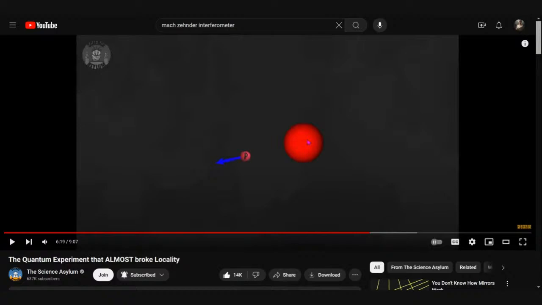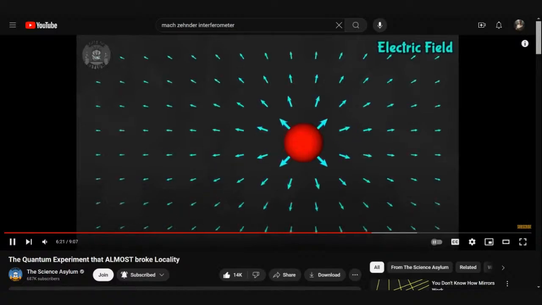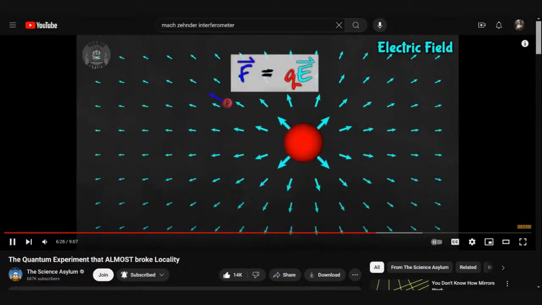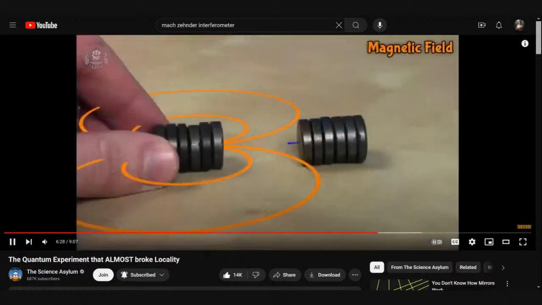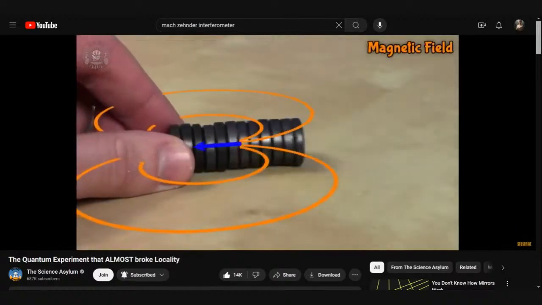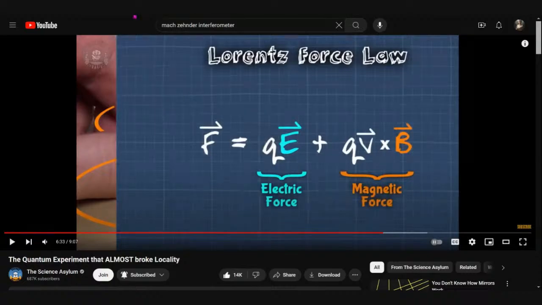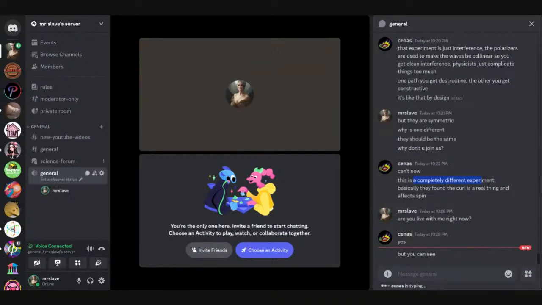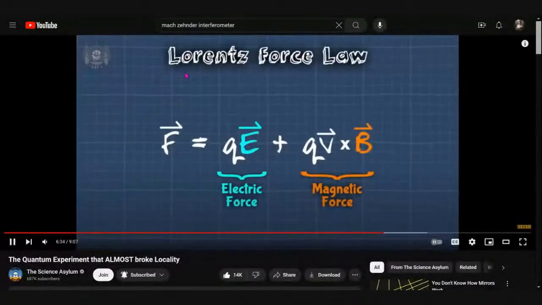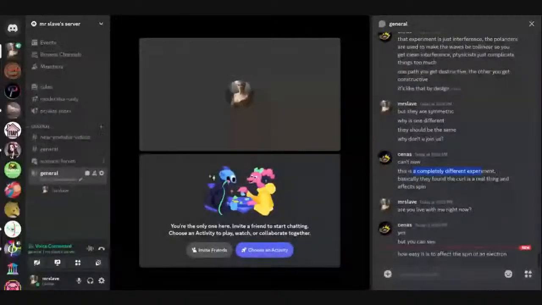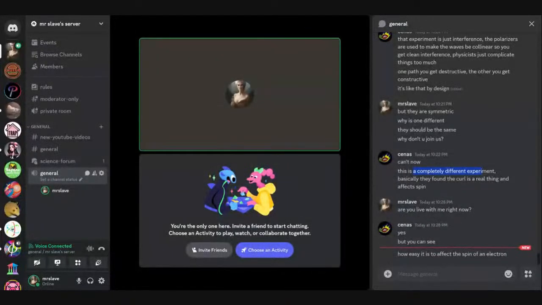I'm hungry and tired, as always. The most useful. An electric field is a force per unit charge. It tells you how much force could be exerted on a charge at that point. The magnetic field does the same thing for magnets and moving charges. The two of them together allow us... how easy it is to affect the spin of an electron.